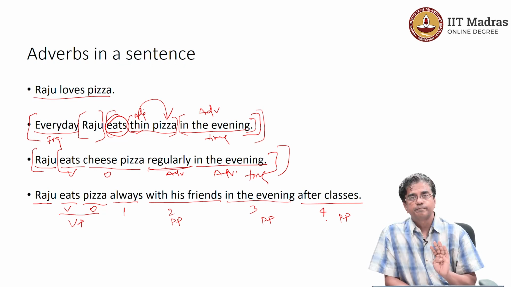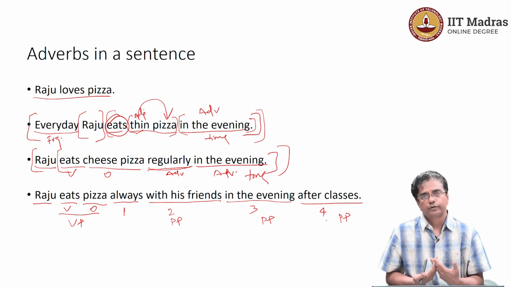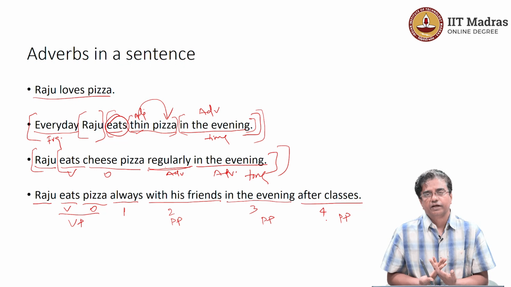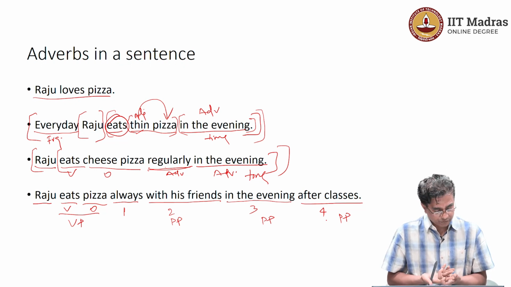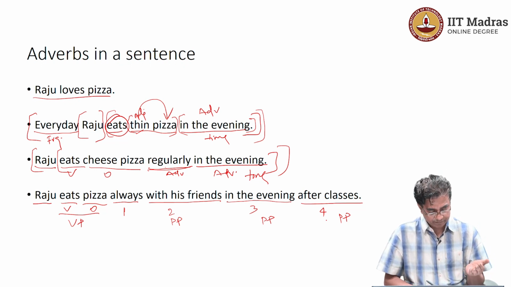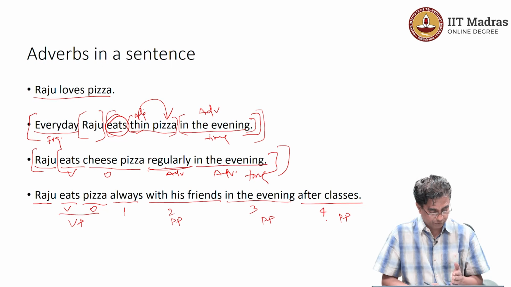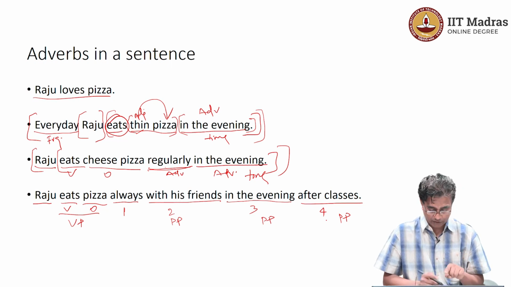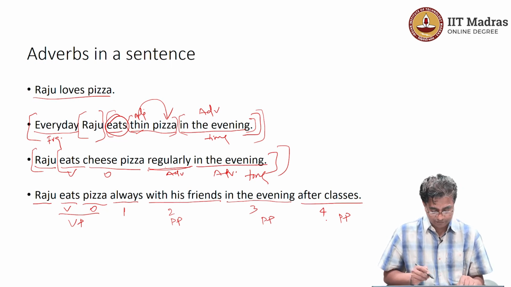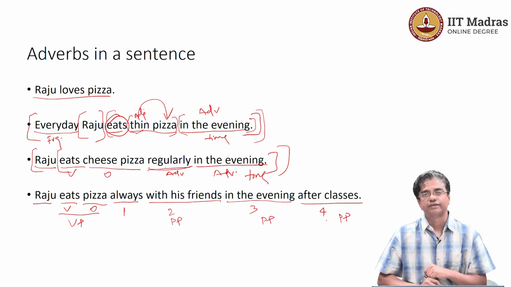There are four of them. You can put them in any order you want depending upon the focus, depending upon what you want to say first. You can also say Raju eats pizza with his friends in the evening, after classes, always. You can put always in the beginning. You can reshuffle the order of these prepositional phrases.